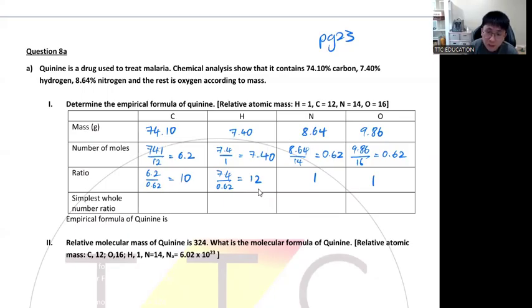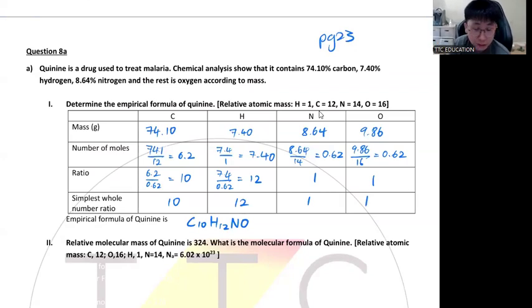So with this, everyone is a whole number already. So 10, 12, 1, 1 is C10, H12, N, O. All good. So hopefully you can all continue with the normal empirical formula. It's just the same thing. Sometimes you can see some weird decimal places, so set it yourself, maybe 1 decimal place, maybe 2 decimal places.